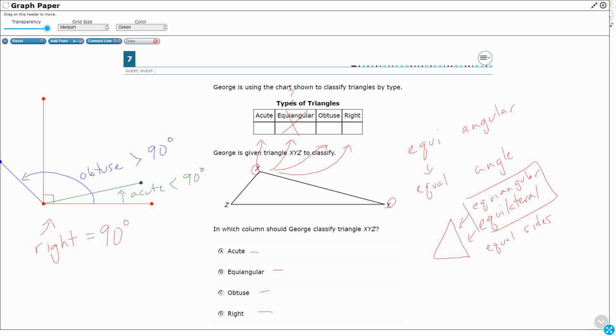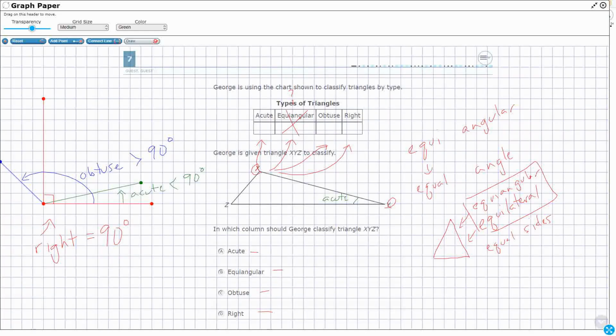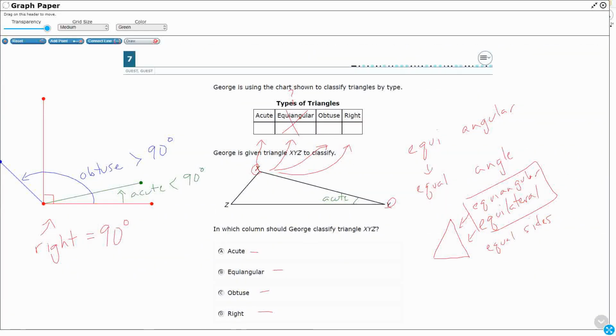This is definitely acute. Okay, that's less than 90. If I were to draw straight lines, right? That's my straight line. So it's less than that. This is also a straight line. Okay? So this is also an acute angle.